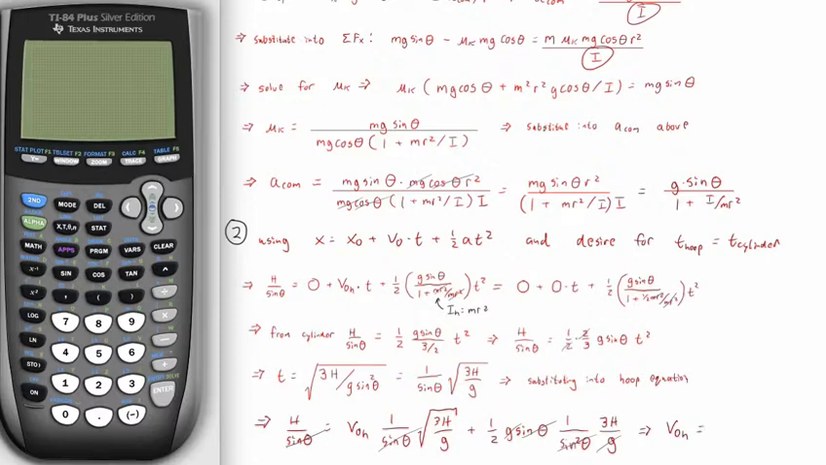V naught h times the square root of 3h over g is equal to negative 3 halves h. The issue here is that we're going to end up with a negative value. So I wanted to check my signs here real fast.